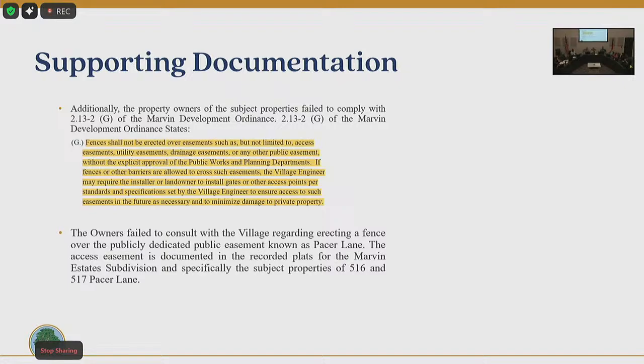The owner failed to consult with the village regarding erecting a fence over the publicly dedicated public easement known as Pacer Lane. The access easement is documented in the recorded plats for the Marvin Estate subdivision, and specifically the subject properties of 516 and 517 Pacer Lane.